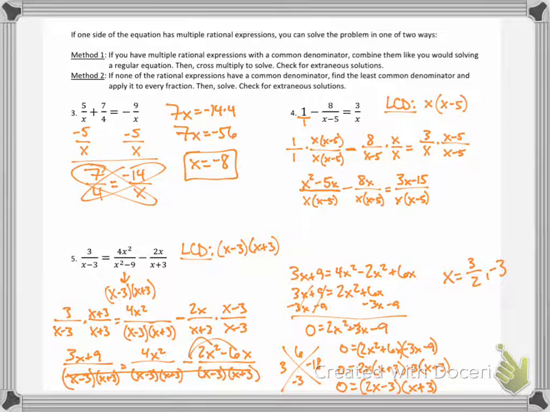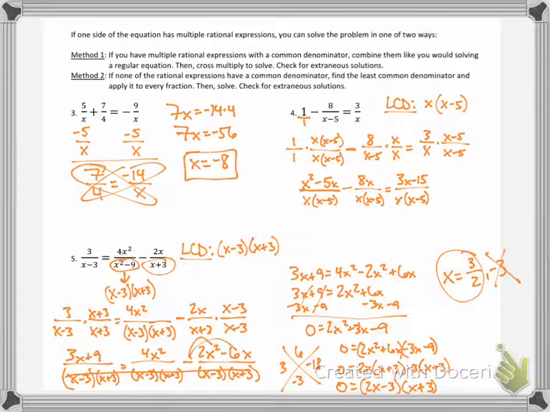Now, this is a case where one of these is going to be considered extraneous. 3 halves I can plug into any of those denominators and we're not going to have an issue. It's going to spit out a number that is not 0. But if I plug in negative 3, it's going to be a problem in the denominator of the 4x squared and the 2x fractions. Because if I plug in negative 3 for x in both of those problems, it's going to give me a denominator of 0. That's a problem, and that doesn't work. So negative 3 is considered to be extraneous. My only true answer for that is 3 halves.